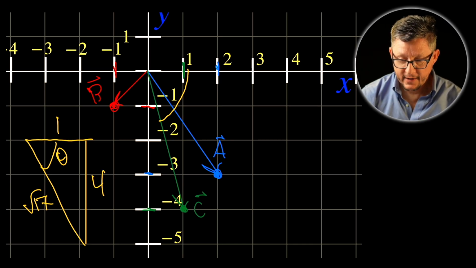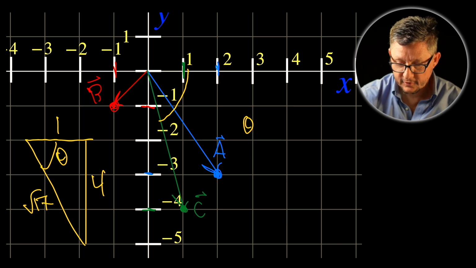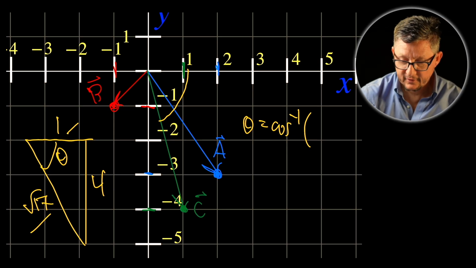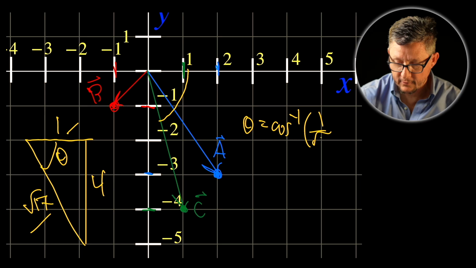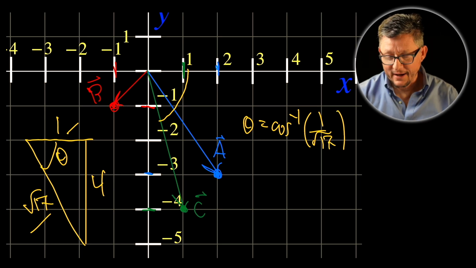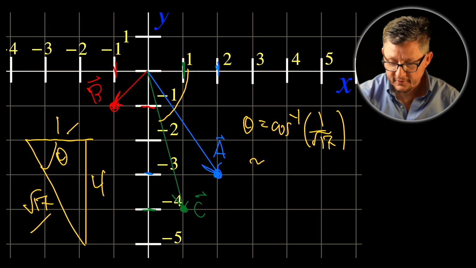Therefore, we could find theta by looking at the cosine, for example. So the cosine of theta is 1 over square root of 17. So we take the arc cosine, or the inverse cosine, of 1 over square root of 17. And I found that this is about 76 degrees.